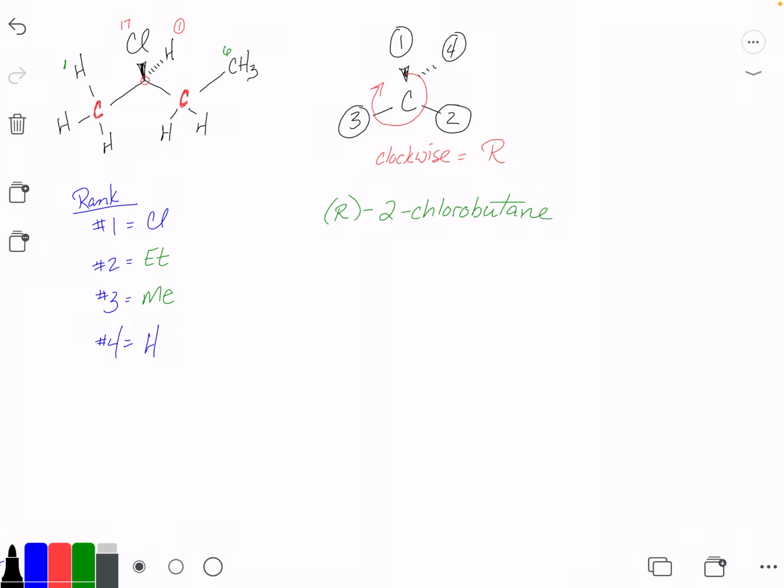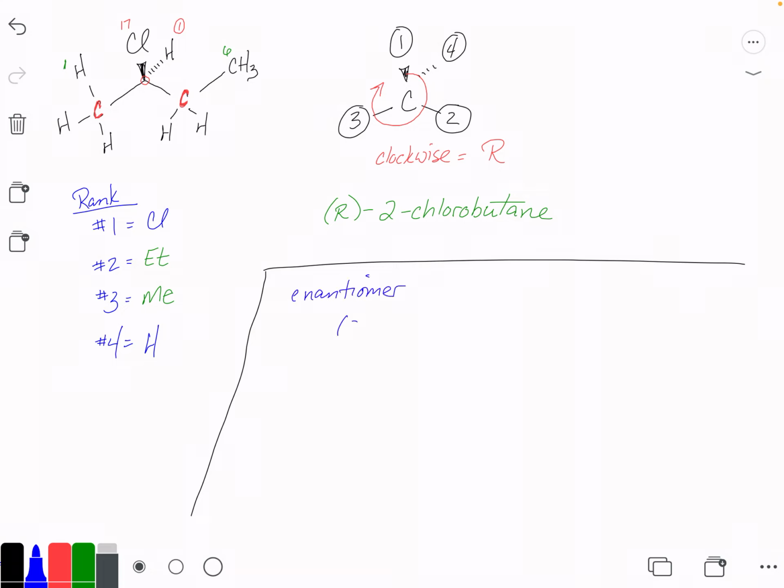If a problem was asking us now, once we know that, to draw the enantiomer of this, to draw its mirror image, or to name its mirror image, we can do that. So we would say the enantiomer would be called S-2-chlorobutane, and it can be easily obtained by drawing the molecule in the same kind of orientation that it was in and just switching two of the groups.